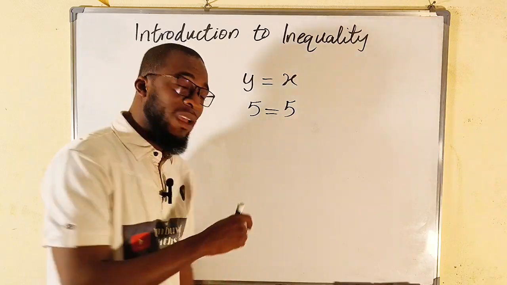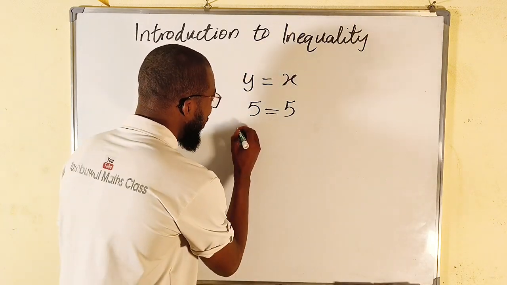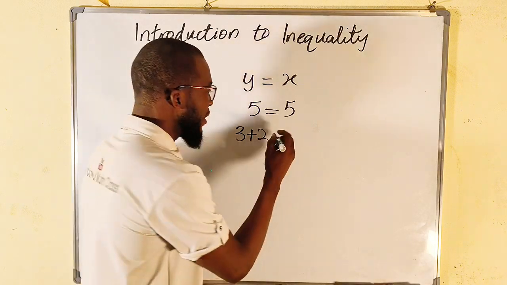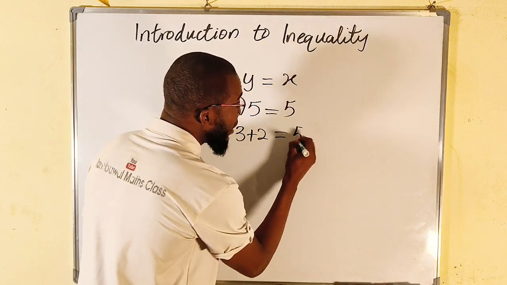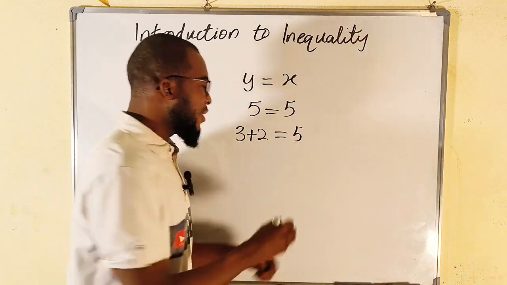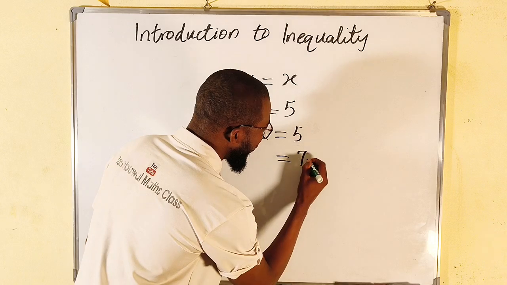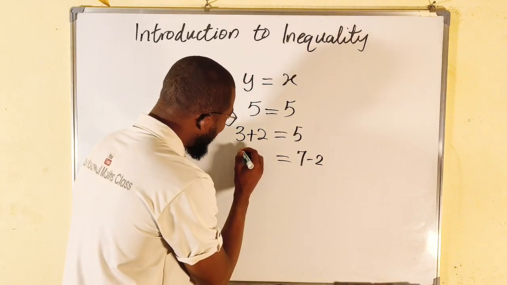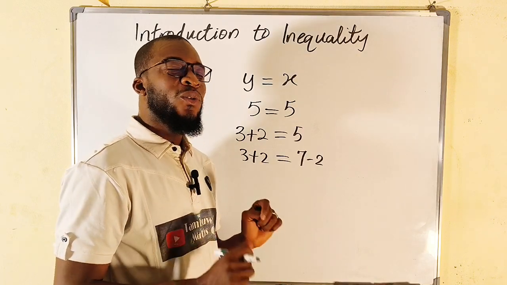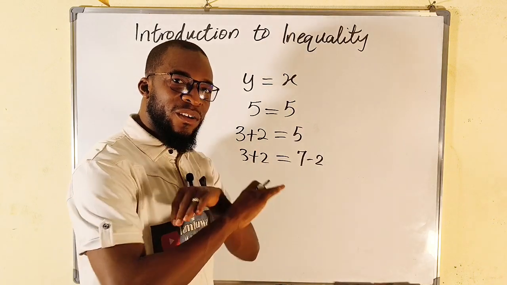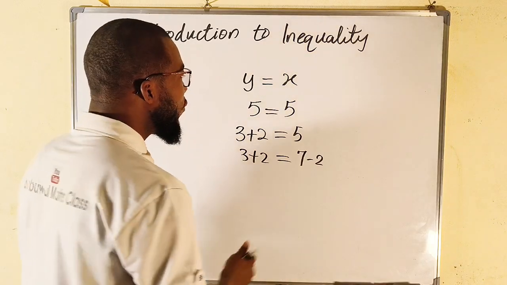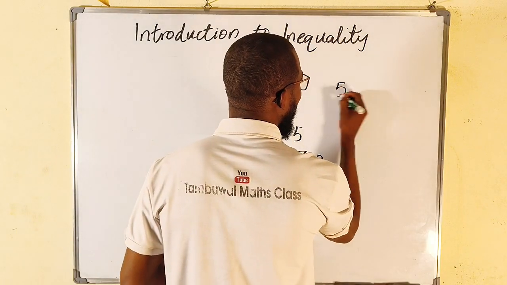For example, if I decide to break the left hand side into 3 plus 2, which we know is definitely equal to 5, the right hand side will remain 5 because 5 is 5. I may decide to break this into another, for example, 7 minus 2 is 5. This remains 3 plus 2. So the equality will not change. So far, the left and the right hand side remain the same. We use the equality sign. But what if we have something like 5 and 4?